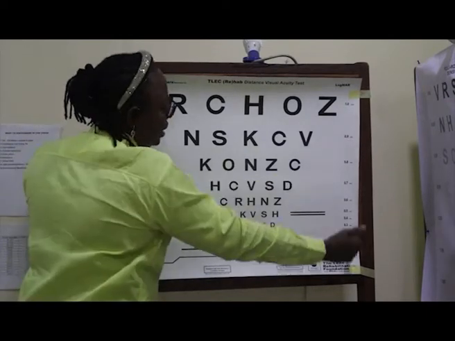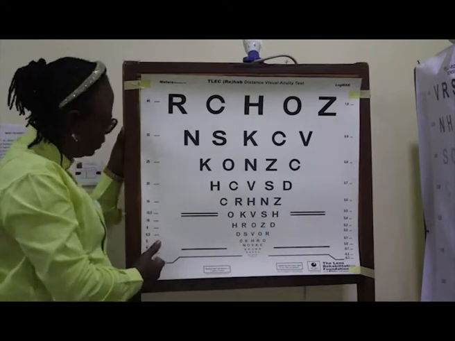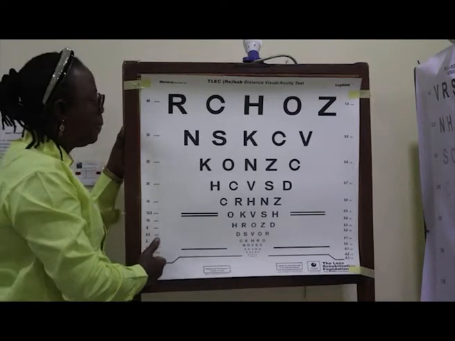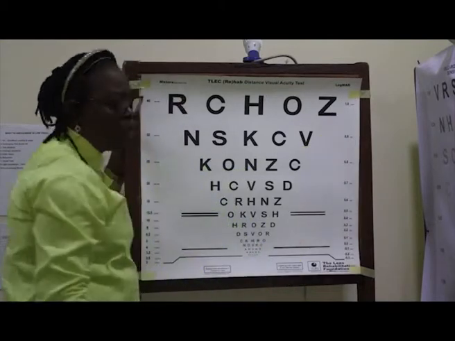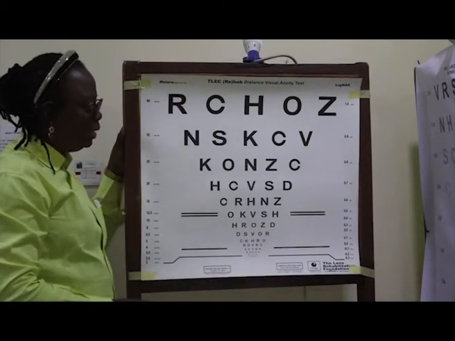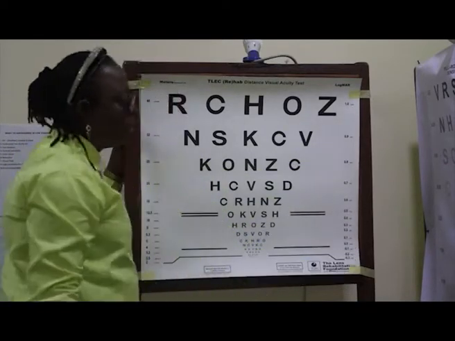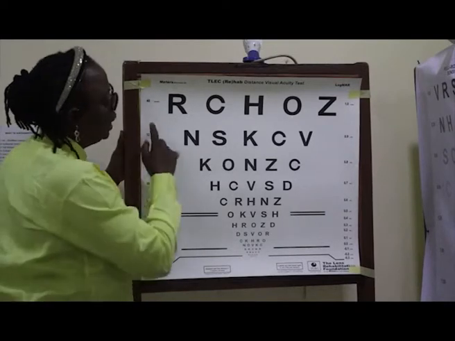If you look at this chart, on the left hand side, we have the Snellen notation or the Snellen values. On the right hand side, we have the LOGMAR notation listed there. So when you are recording, especially for low vision patients, use the LOGMAR notation. You sit your patient 4 meters away from this chart.